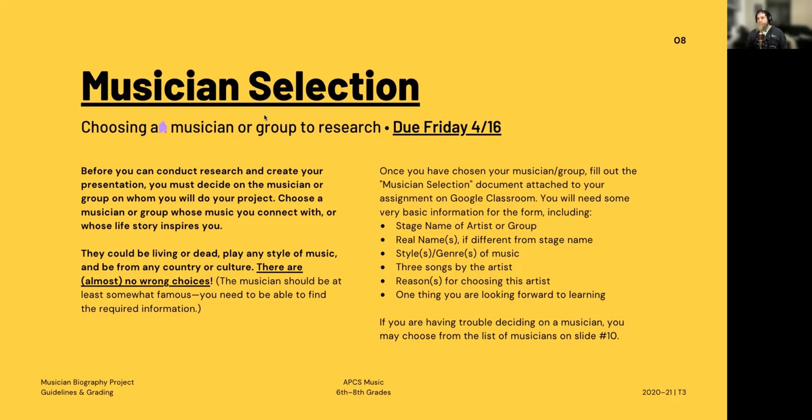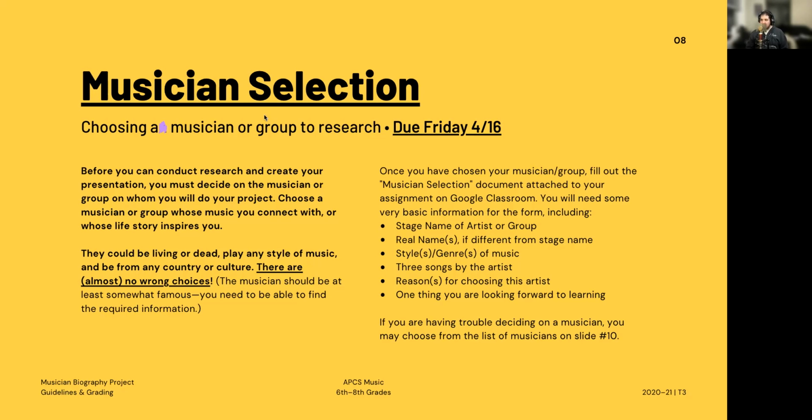Once you have chosen your musician or group, you'll fill out the musician selection document attached to this assignment on Google Classroom. You will need some very basic information for the form, including the stage name of the artist or group, their real name if it's different from their stage name, the style or genre of music, 3 songs by the artist, just listing them, reasons for choosing the artist, and one thing you are looking forward to learning.